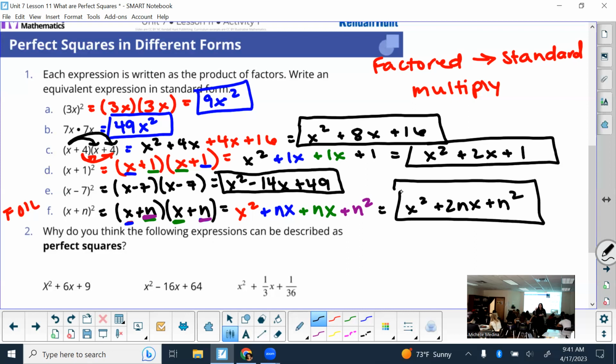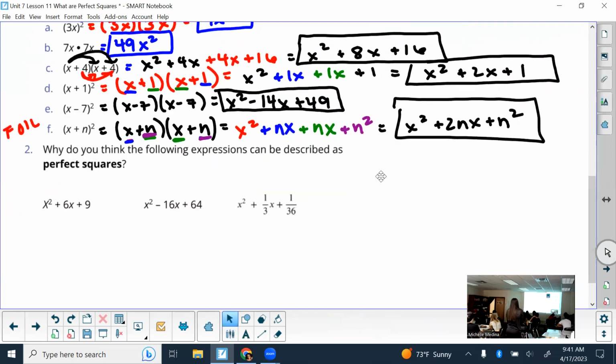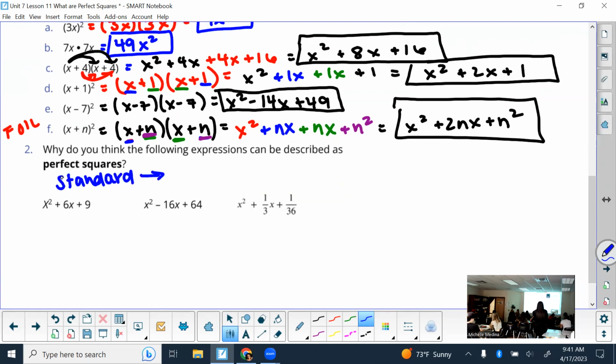So now I'll ask you the next question, which is, why do you think the following expressions can be described as perfect squares? So now they're giving you the expressions in what form? So now they want you to go from standard to factor. That, I'll admit, might be a little more difficult because it's a little more new. But that's why we went through that flow chart on Friday.